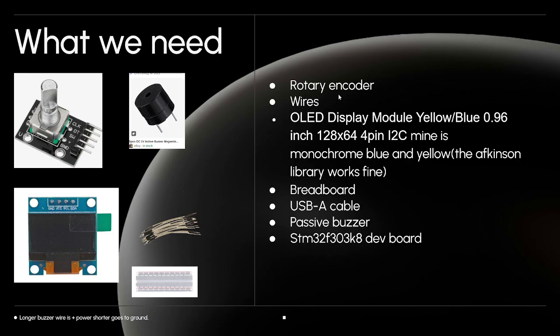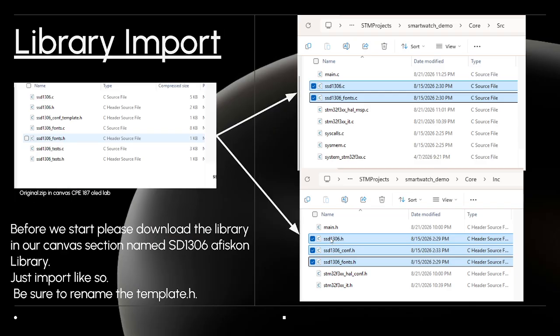And this is what we need: a rotary encoder, wires, and an OLED display module, yellow and blue. It's monochrome. So I used the Atkinson library that is on Canvas. We need a breadboard, USB cable, passive buzzer, and our board.